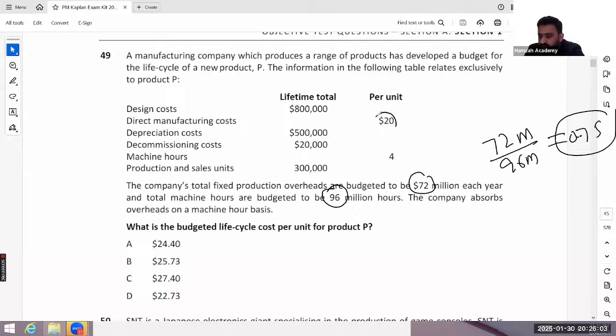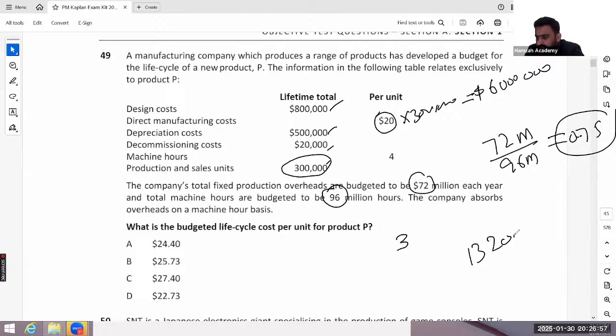Your direct manufacturing cost is $20 per unit, and you are going to produce 300,000 units. So the manufacturing cost will be 20 into 300,000, which gives you a total of 6 million US dollars as the total direct manufacturing cost. Now we are left with the depreciation cost, the decommissioning cost, and the design cost. If you total these costs, 800,000 plus 500,000 plus 20,000, it would be 1,320,000 as the total design, depreciation, and decommissioning cost.